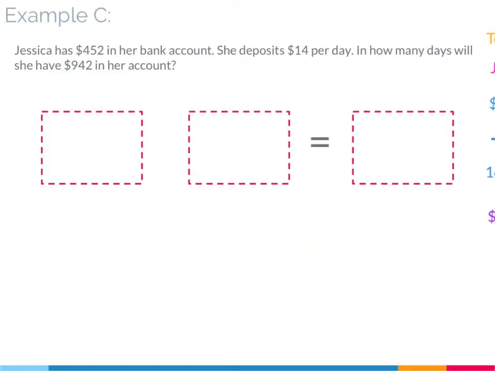Here in example C, it says Jessica has $452 in her bank account. She deposits $14 per day. In how many days will she have $942 in her bank account? So again, I've got to set up an equation.